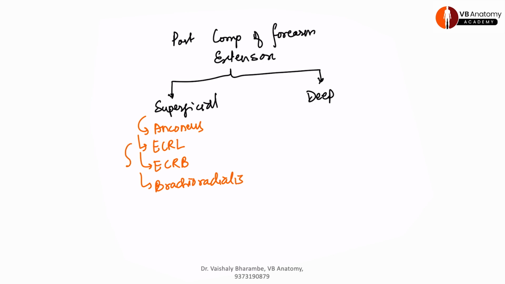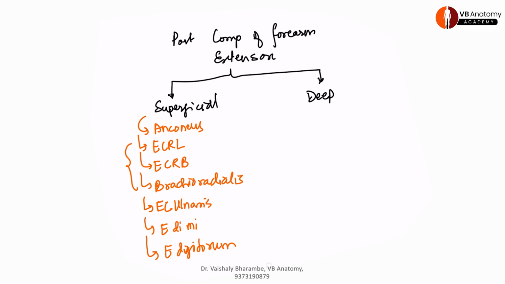These three actually are the lateral group of muscles, okay? Now the rest: extensor carpi ulnaris, extensor digiti minimi, extensor digitorum.